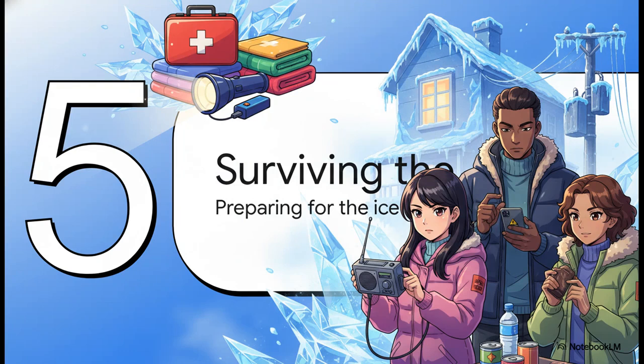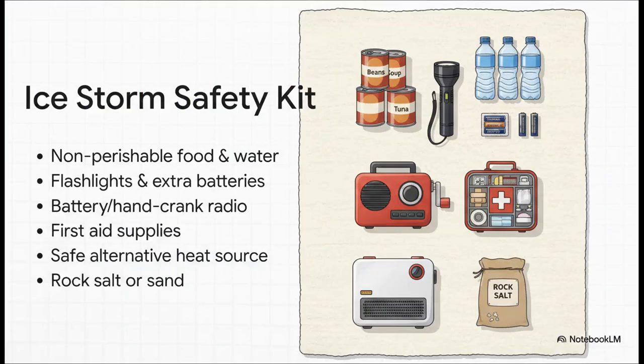So, knowing how completely disruptive and dangerous these storms are, the real question becomes, how do you get ready for one? Because in a situation like this, being prepared is everything. Winging it is not an option. And look, this isn't just a suggestion. This stuff is essential. You need the basics, of course. Food and water for at least 3 days, flashlights, a radio that you can crank by hand. But what's absolutely critical is a safe alternative way to heat your home, and you have to know how to use it properly. The last thing you need is another emergency inside your house.